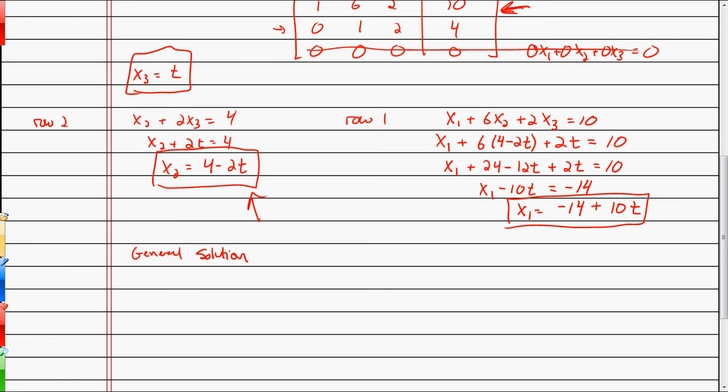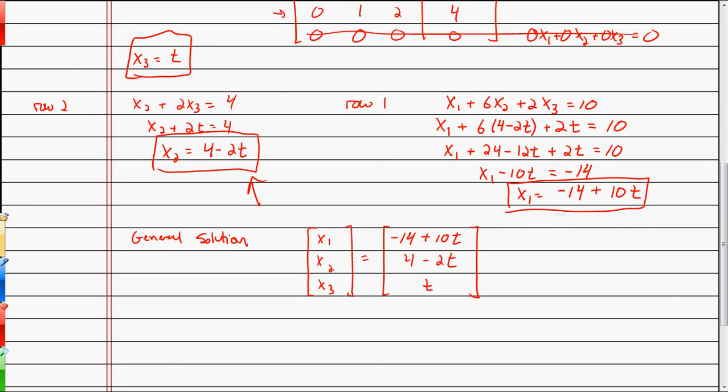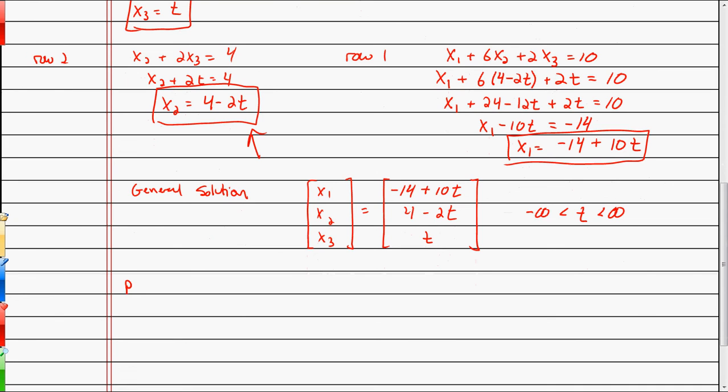So the general solution looks like this. I'll put it in sort of a column vector here. x1, x2, x3 equals negative 14 plus 10t, 4 minus 2t, and t. Alright, so that's the general solution. That means there's infinitely many. t can be any number you want. Right? And one particular solution, and again, there's infinitely many.